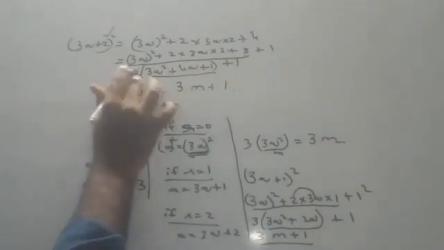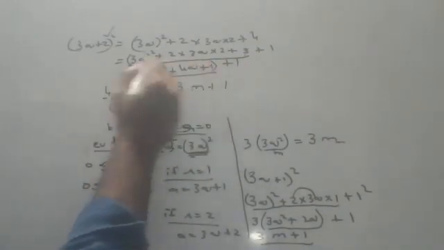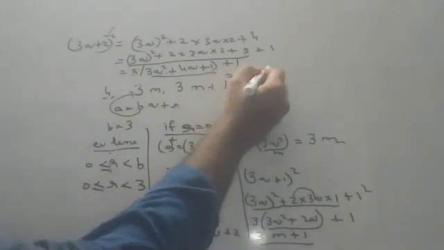So 3, this whole thing is m. I will take this whole thing as m. So what is the answer? 3m plus 1.